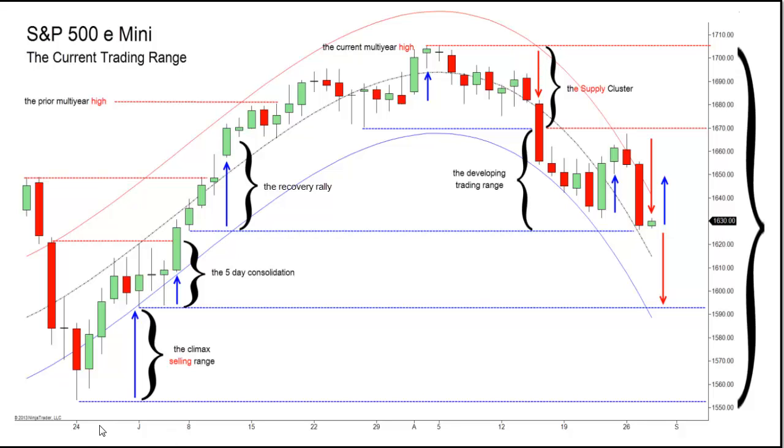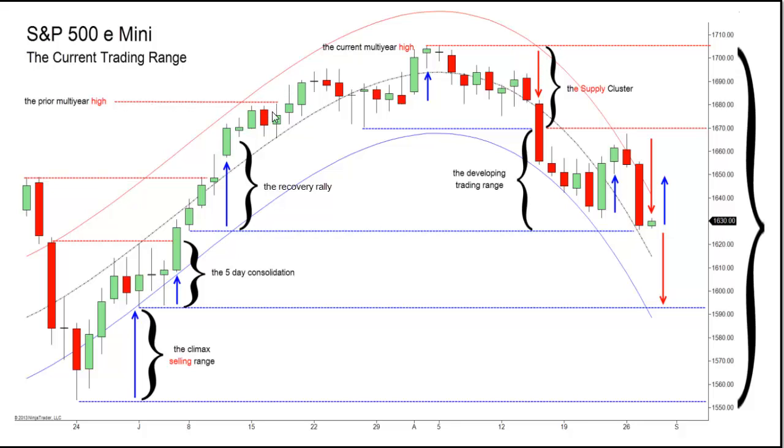Back on June 24th, the S&P sold down to its current low at 1554. The climax selling lasted for 3 days, and at the beginning of July, the market auctioned up off the low and consolidated for 5 days before auctioning above near-term resistance and trading back up to the prior multi-year high.